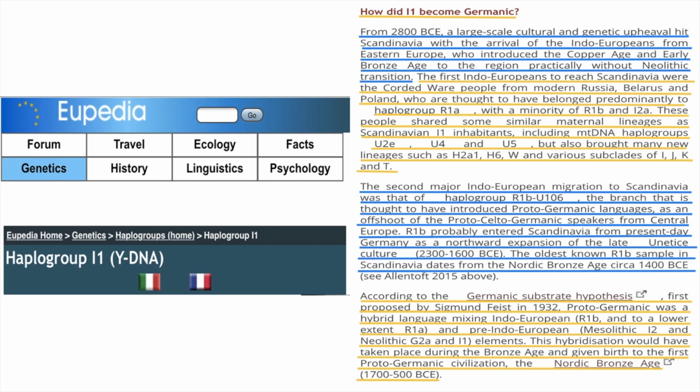According to the Germanic substrate hypothesis, first proposed by Sigmund Feist in 1932, Proto-Germanic was a hybrid language mixing Indo-European R1b and, to a lower extent, R1a, with pre-Indo-European Mesolithic I2 and Neolithic G2a and I1 elements. This hybridization would have taken place during the Bronze Age and given birth to the first Proto-Germanic civilization, the Nordic Bronze Age, which would have been around 1700 through 500 BCE.